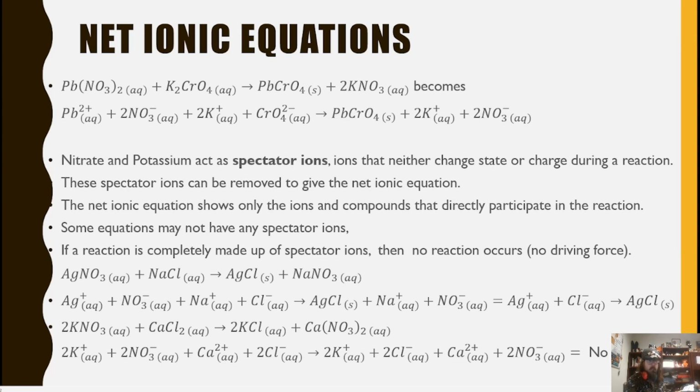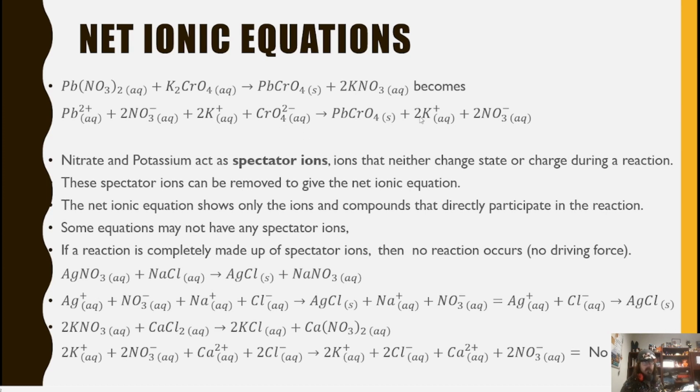So lead nitrate and potassium chromate, both aqueous, form lead chromate solid and potassium nitrate aqueous. That is the total equation. It's balanced, so there's one chromium on both sides, two potassiums on both sides, two nitrates on both sides, and one lead on both sides. Now, if everything aqueous is allowed to split, it forms a lead 2 plus, and that 2 goes from a subscript to a coefficient, 2 nitrates. That subscript there, it's not K2, it's now 2 K plus. And chromate, 2 minus. The lead chromate is a solid and stays together.